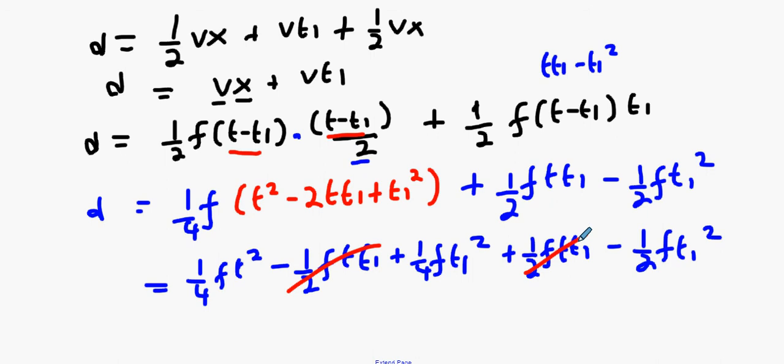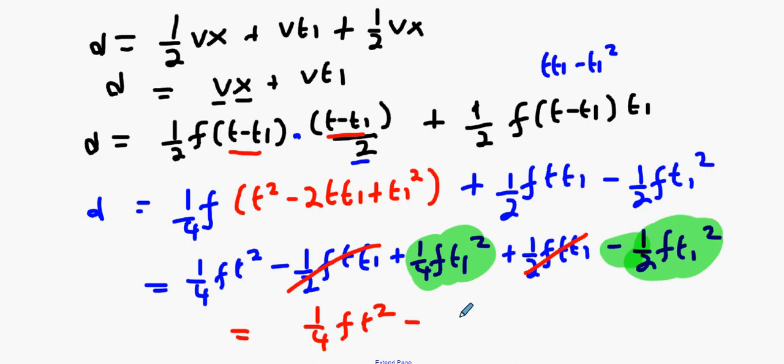Oh, alright. What's a quarter take away a half? So identify the ones that are the same. This green one here is the same as this green one here. They're the same. Oh no, they're not the same. This one's the same. You good with that? So it's a quarter minus a half. What is a quarter minus a half usually? Yeah, it's going to be minus a quarter, whatever that is. So it's going to be minus a quarter f t1 squared equals D.